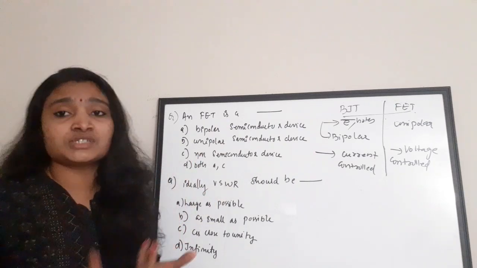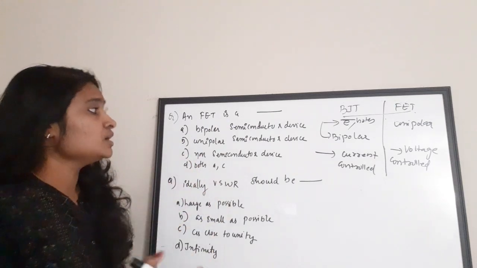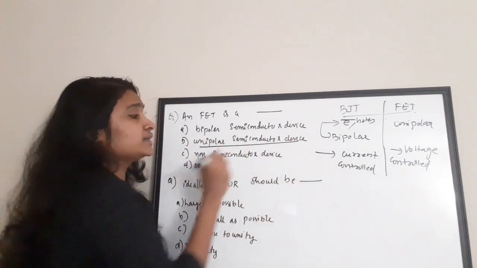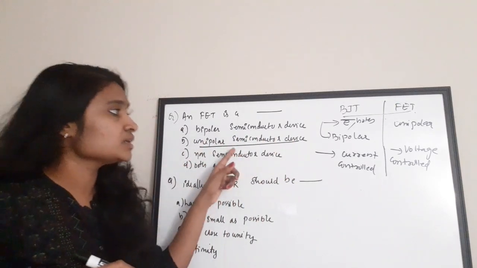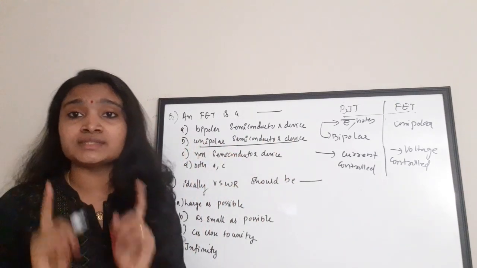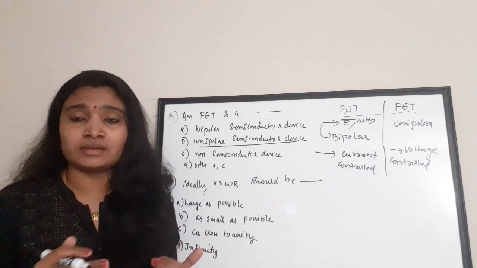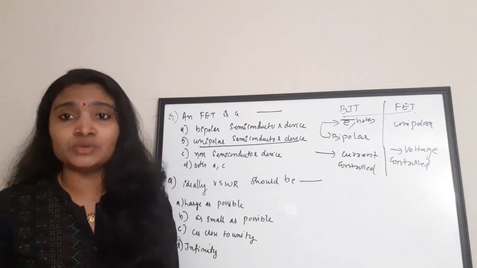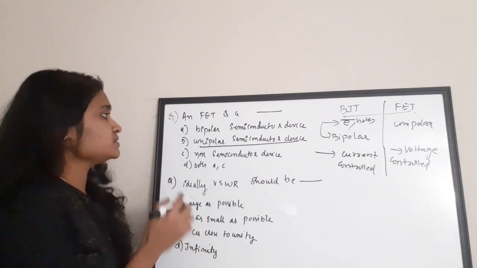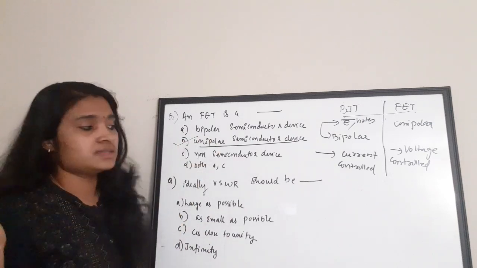So FET is a dash type of device. FET is a unipolar semiconductor device. Here the current is contributed by only a single type of carrier, that is the electrons. So they are unipolar devices. The correct answer is option B.